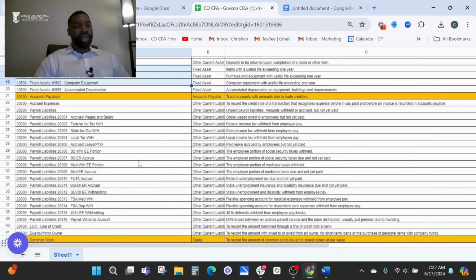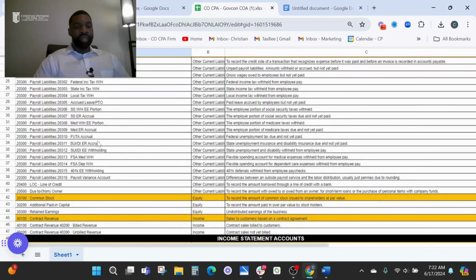Next, I'm moving over to accounts payable. These are the liabilities. It could be payroll liability, or long-term liability for you borrowing money, right? This is going to be hosted under your liabilities account.